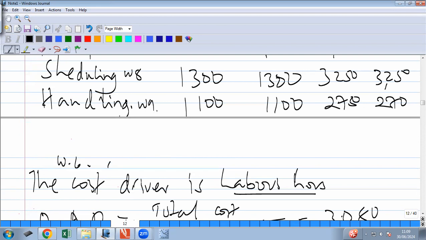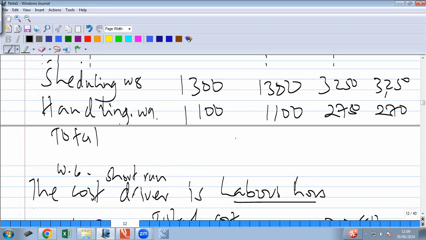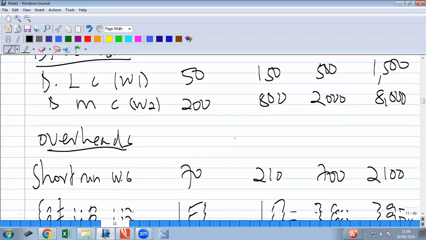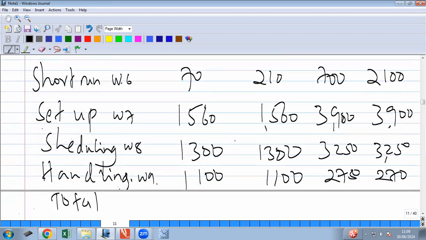Okay, this is short run. Guys, let us get the total here for all of them. We are starting from the direct labor cost 50, 200 up to handling costs. We can do it very fast.